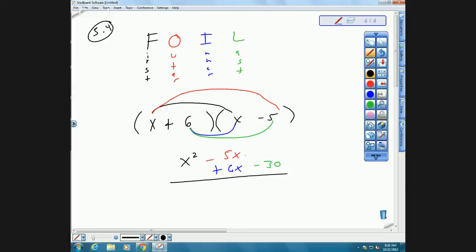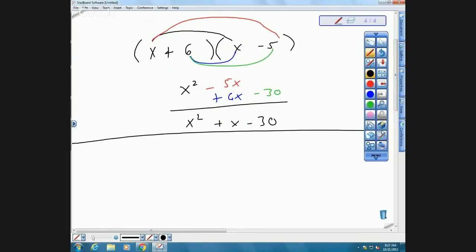Now I wrote them like this because my middle ones I can combine. So I get x squared plus x minus 30. Since those are just x's, I can combine those. Now again, the thought process behind FOIL is just to remember that I'm taking everything in here times everything over here. So I took this first one times both of these, and then I take this second one times both of these. Okay, so FOIL is just a way to help us remember to do that. But the whole goal behind all of FOILing is to take everything in this one times everything in this one.